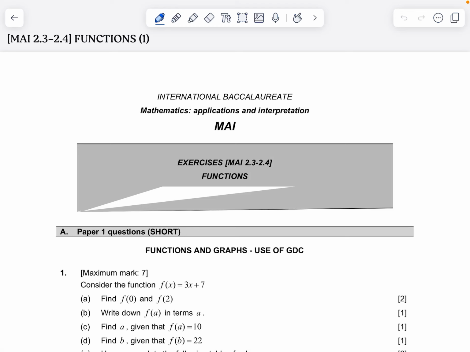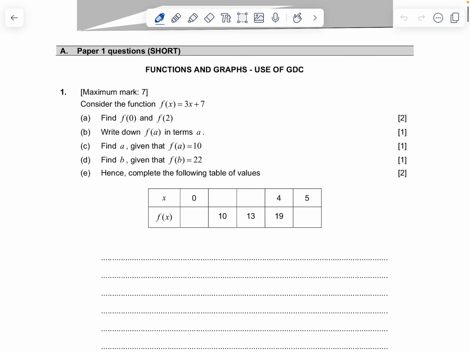Welcome. This is a video based upon the functions topic for AI SL, and can also be used for AASL functions 2.3 and 2.4. We shall start to solve all the questions there.